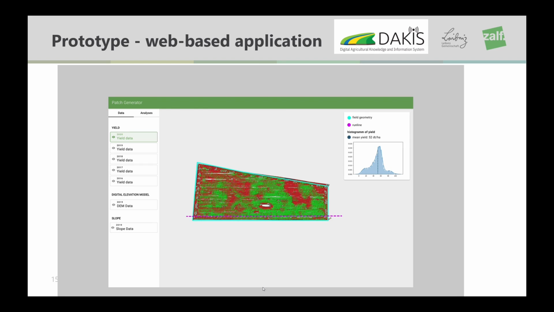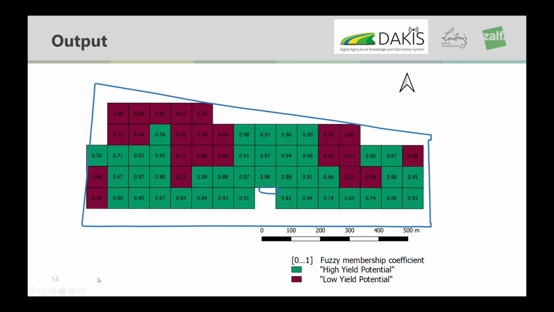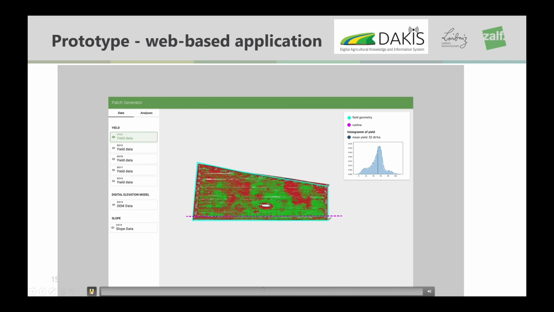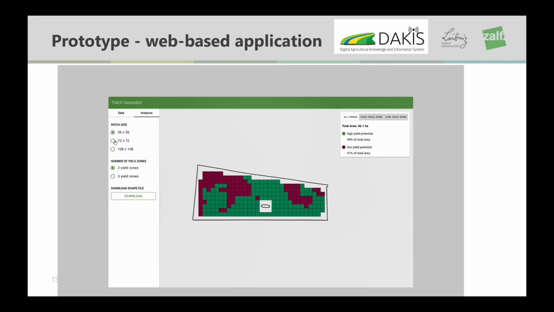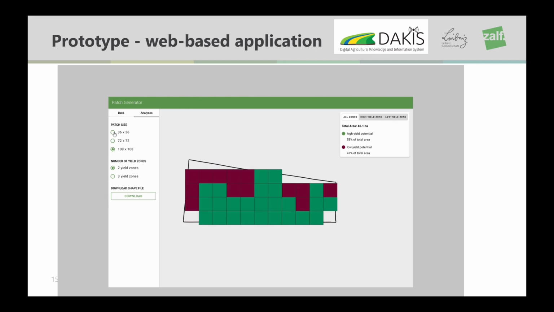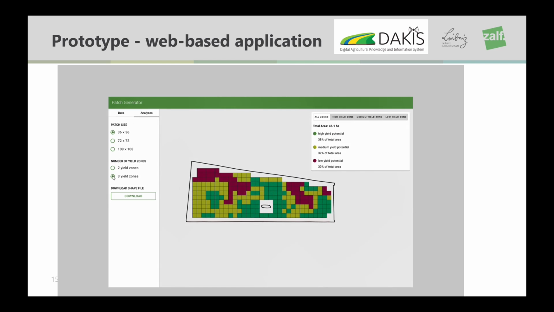Here I would like to introduce a prototype which illustrates the function of the web app. You can see the yield maps of the individual years. If you click on Analyze, patch cropping maps are generated. You can click through and choose the most suitable map and download it.